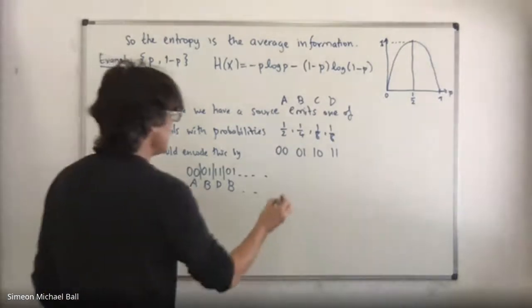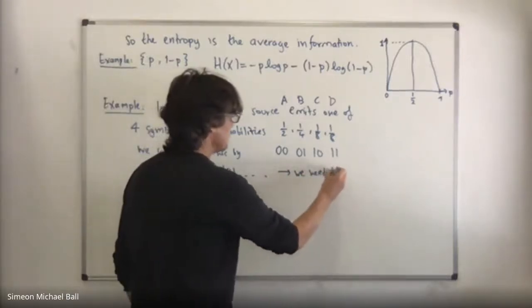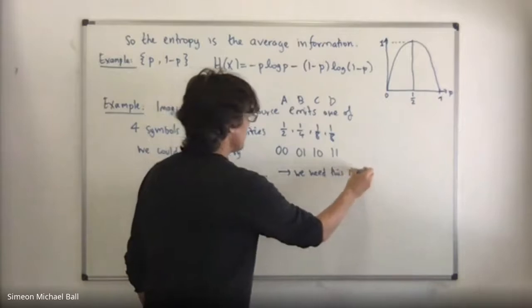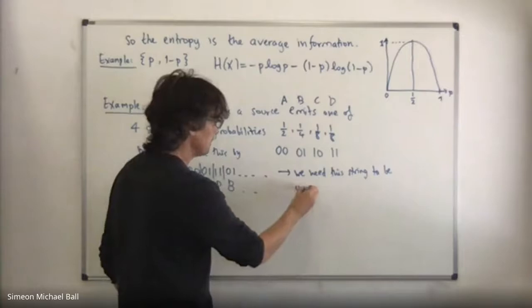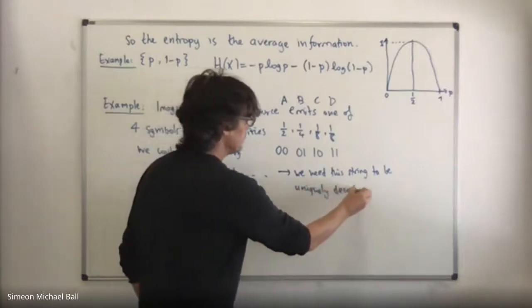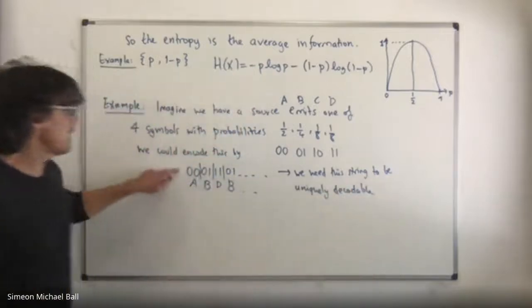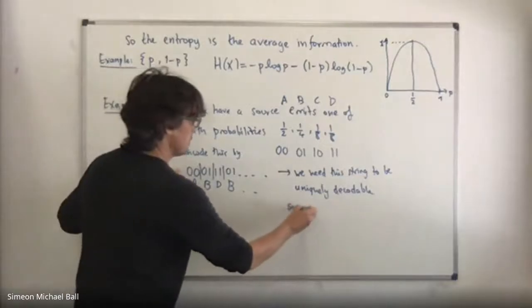So what we need is for this string to be what we call uniquely decodable, so that we can recover the information that we stored there.